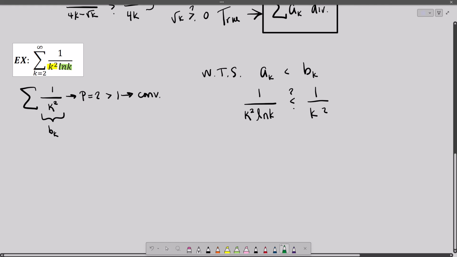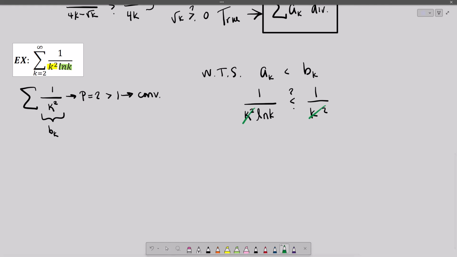So let's see what we get here. The k squareds are going to cancel, and we get this inequality that looks like this. If you plug in 2, natural log of 2 is less than 1. Natural log of e is equal to 1, and then natural log of 3 is greater than 1. So this is true if k is greater than or equal to 3. So it's eventually true. It's going to be true for all except the very first value of k. So this is okay.